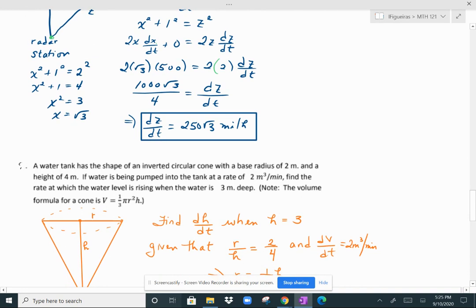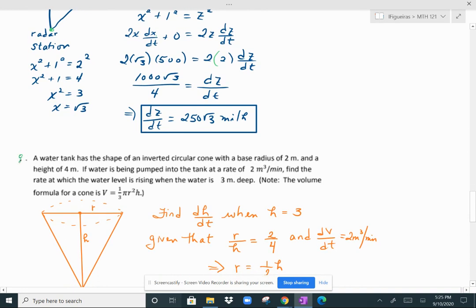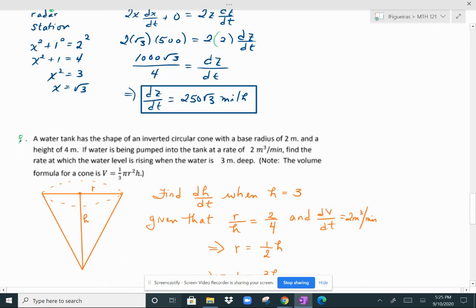Okay, so here's another one. This is number 9. It says, a water tank has the shape of an inverted circular cone with a base radius of 2 meters and a height of 4 meters. If water is being pumped into the tank at a rate of 2 meters cubed per minute, find the rate at which the water level is rising when the water is 3 meters deep. And again, it's a cone, so we're going to use the same formula again, 1/3 pi r squared h.